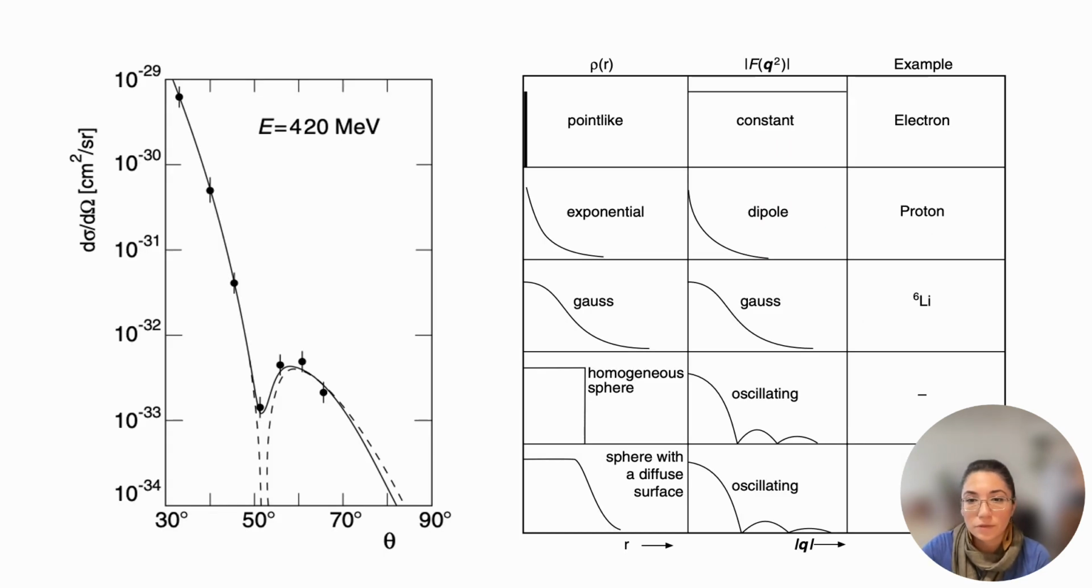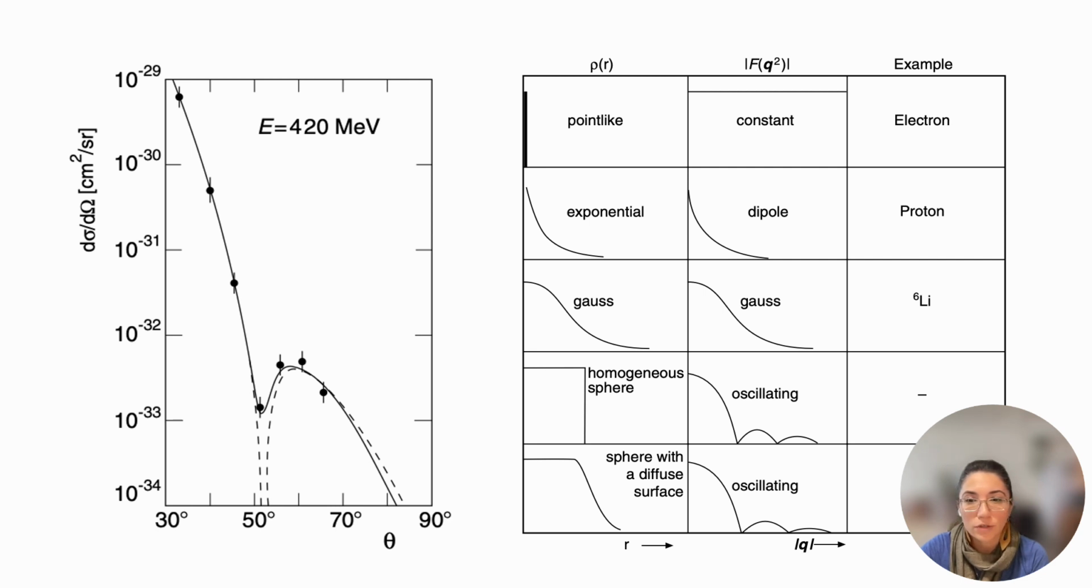So the first measurements of nuclear form factors were carried out in the early 50s at the Linear Accelerator at Stanford University in California. One of the first measurements of form factors was of carbon-12, done by electron scattering. The figure to the left shows the differential cross-section measured at a fixed beam energy of E equals 420 MeV at 7 different scattering angles.